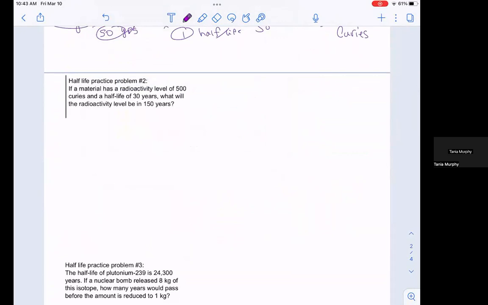So radioactivity level: 1 half-life equals 500 curies. 1 half-life equals 30 years. How many curies in 150 years? I will draw it out for you again.